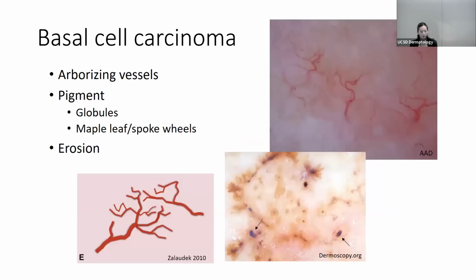So with BCCs, there are three main things that you want to look for, and BCCs have a really specific dermoscopic pattern. One is the vasculature. You're going to see these arborizing vessels, branching telangiectasias. You often see pigment, not always, but pigment is a really big clue with BCCs. And you're going to see these globules as well as maple leaf structures, like here on the side, and then spoke wheel structures where you have these streaks, or buds of pigment, coming out of this darker center. And then often with BCCs, you'll see erosion too. So if you see something that has all three of these features, it's a pretty good diagnostic sign that you're dealing with a BCC, and you can tell the patient that and counsel them appropriately.